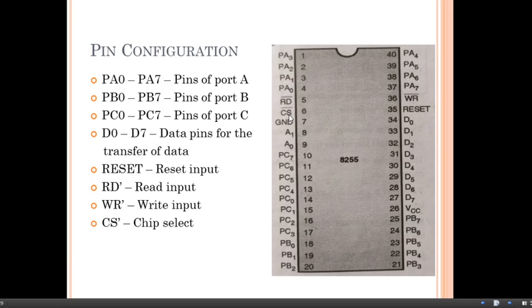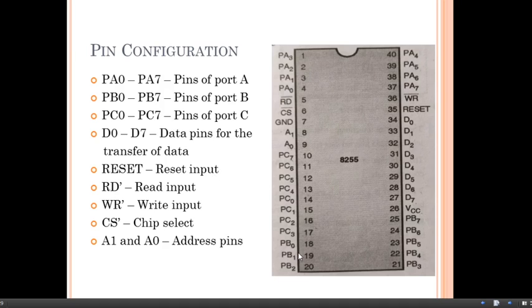This chip select, it is also an active low input signal used to select this 8255 IC. If the CS bar is equal to 0, then 8255 will get selected and take part in data transfer from the CPU or to the CPU. Otherwise 8255 will be in inactive state. Means for selection of this 8255, on this pin number 6, a low signal should be present.